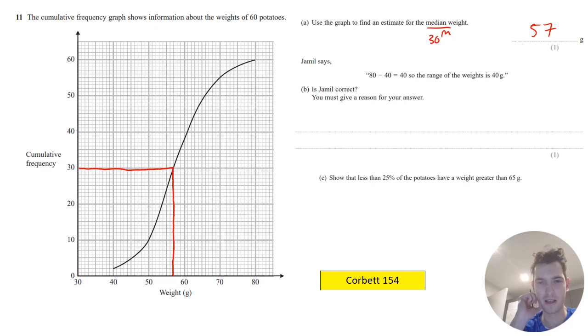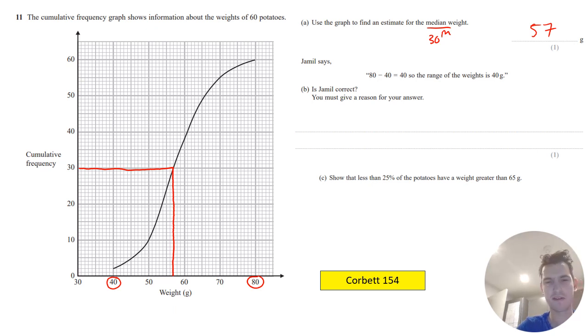Okay. Jamil says 80 minus 40 is 40, so the range of the weights is 40. Is Jamil correct? Okay, this is a little bit of an interesting question. I can see that the biggest weight is 80 and the smallest weight is 40. So the range could be 40.